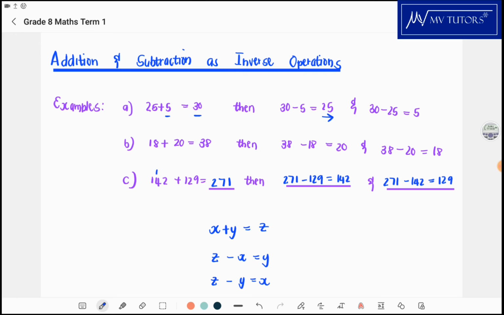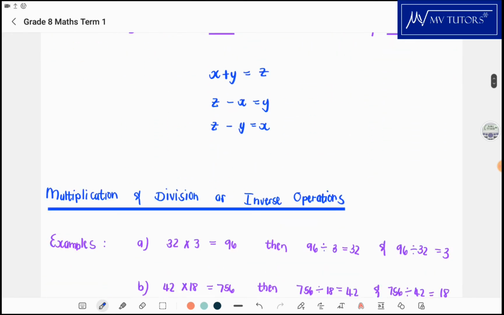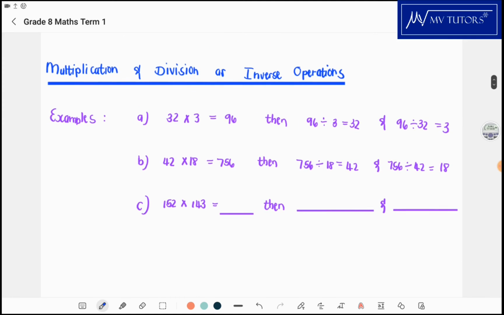Now, what if we have multiplication and division as inverse operations? All right, so if we have 32 times 3, that is 96. 96 divided by 3 gives us 32, or 96 divided by 32 is 3. And for B, we can see 42 times 18, that is 756. So 756 divided by 18 has to give us 42, and 756 divided by 42 has to give us 18.